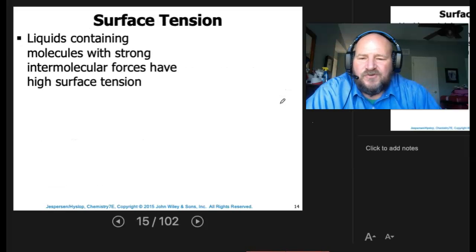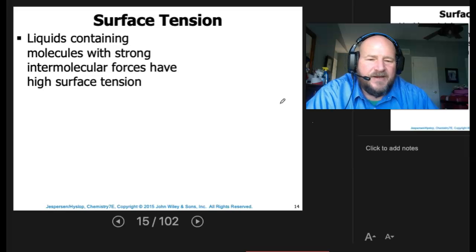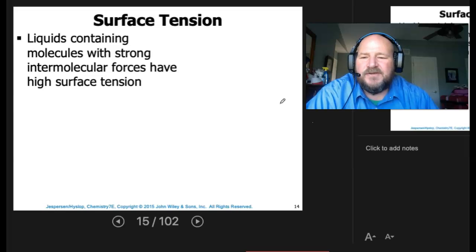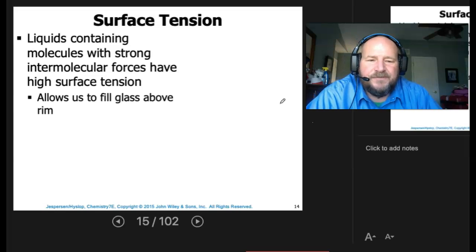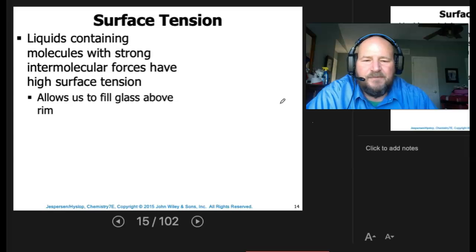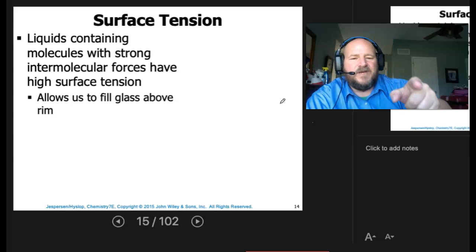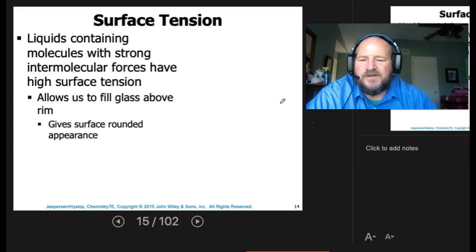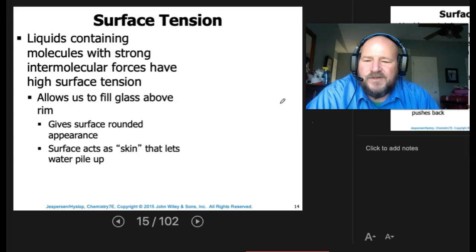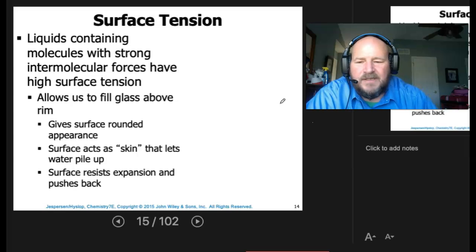Liquids containing molecules with strong intermolecular forces will have a high surface tension, right? So we know water has a lot of intermolecular force, plenty of hydrogen bonding, which is about 10% of a covalent bond. And since it has a high level of bonding, it's going to tighten up to make a tighter sphere, which is going to give us a higher surface tension. So it allows us to fill the glass above the rim. You've actually seen that, where the water will bead over the top, kind of making a pseudo circle, if you will. It gives the surface a rounded appearance at the top, and of course it acts like a skin that lets the water pile up.